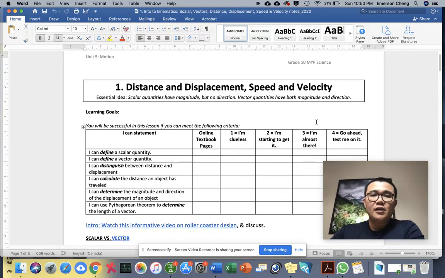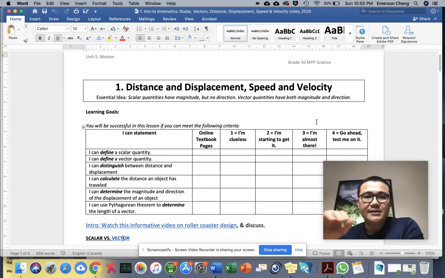So, distance and displacement. Part of the theme that we're going to look at for this unit is motion and kinematics. Kinematics is a study of movement. Just like a lot of people are kinesthetic learners, they learn from moving around and manipulating the information, or certain things have a lot of kinetic energy, the energy that comes from movement of objects.